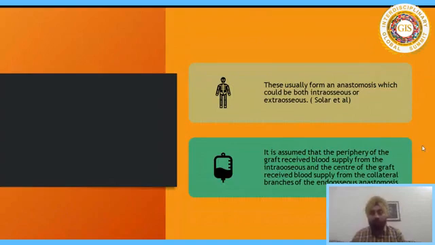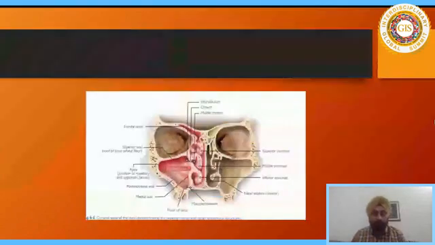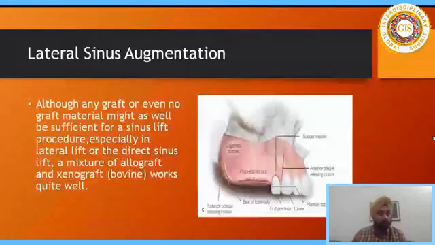We must always visualize this anastomosis on a CBCT. We can always see this artery, the intraosseous artery, on a CBCT if we look carefully. Hence, again, the importance of CBCT cannot be undermined. This is a schematic diagram of the sinus. Lateral sinus augmentation.